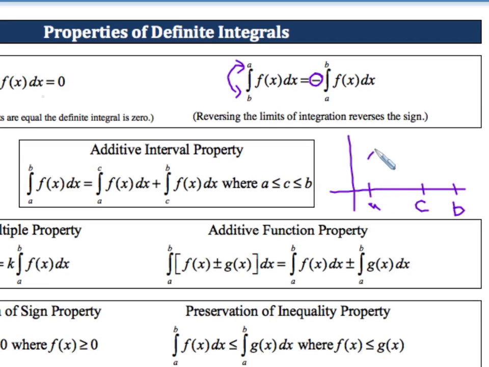Now, if I draw a function that's on this interval, okay, if I want to find the entire definite integral from a to b, I can simply add up my integral here from a to c, and then from c to b. Okay, so we can just add those two intervals together to get the one big interval.